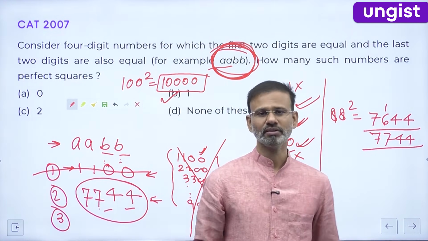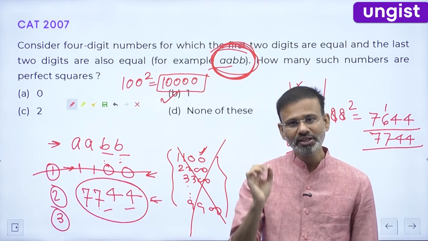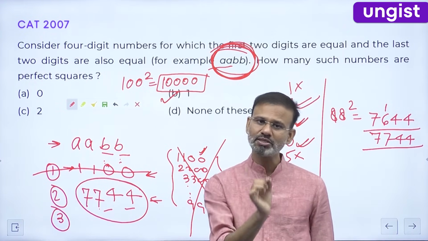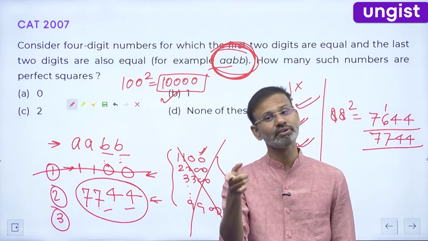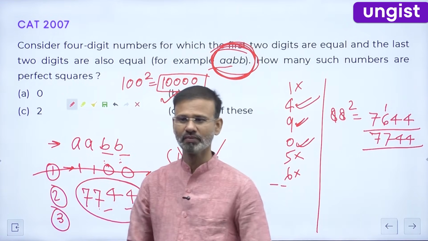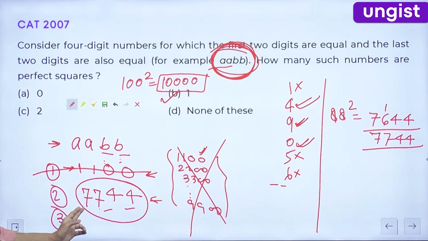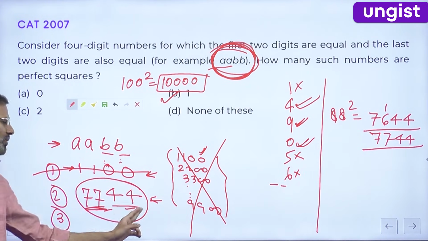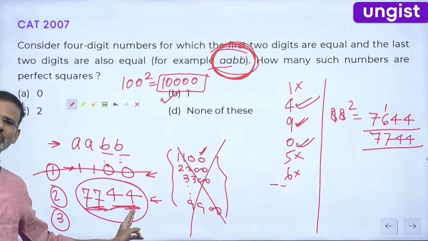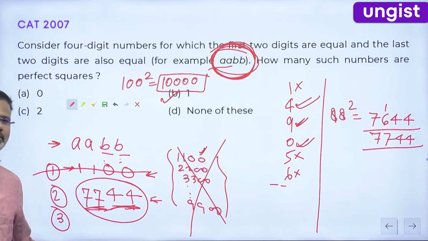Guys, hope it is clear. And this is the unique number. And UPSC always focuses upon the unique thing or the exceptional thing. Please take care. Right? Okay, everybody. So please, only one perfect square is there where the first 2 digits are equal to the last 2 digits, which is 7744, the square of 88. Friends, clear? Any doubt? No? All right.